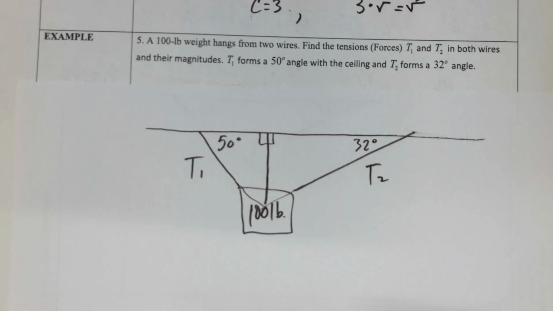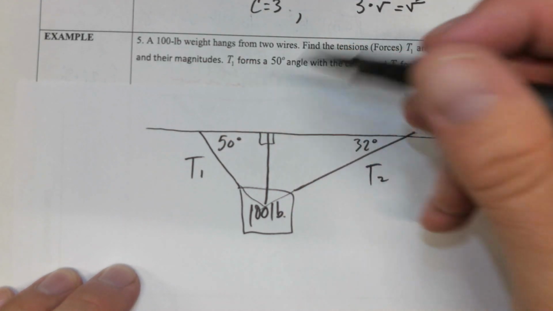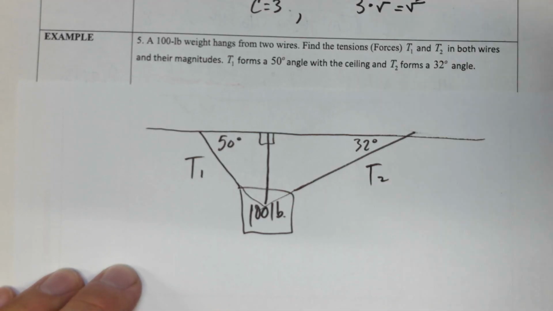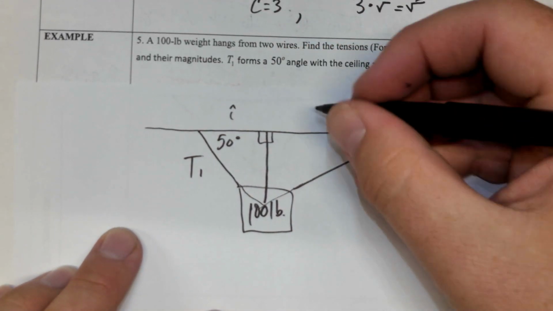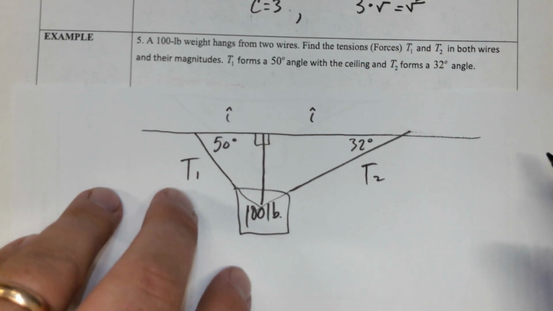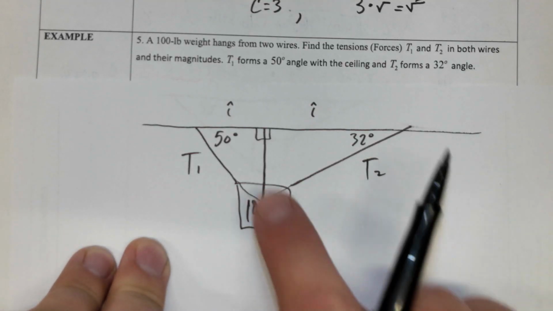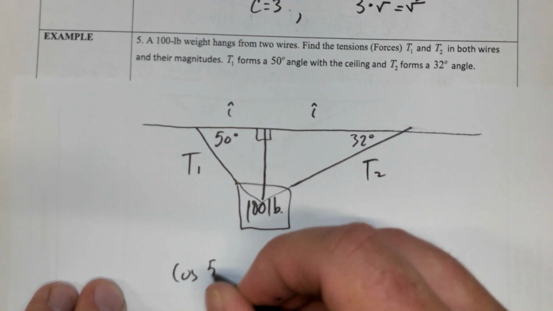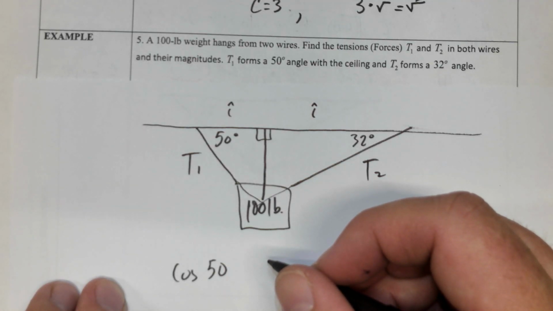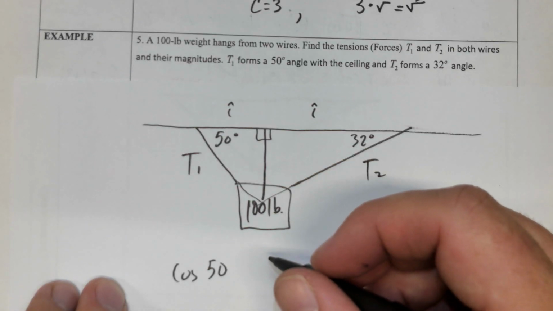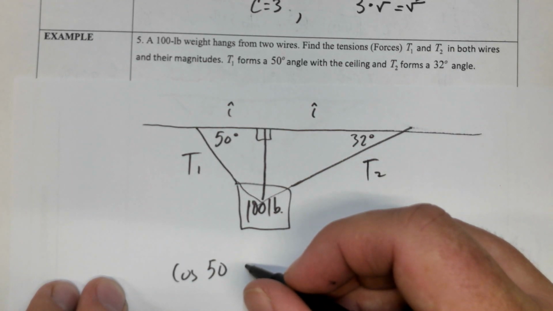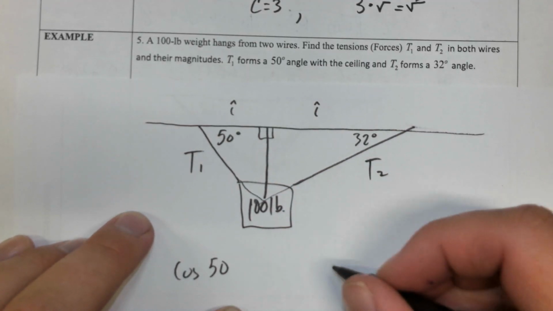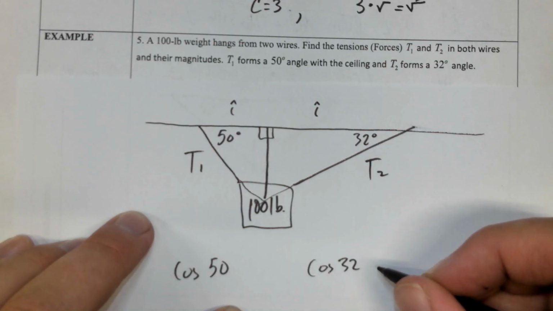So you have to consider that it's not quite moving, right? You're thinking, okay, let's consider first the I components of each. Well, the I component here is cosine. So the cosine of 50 will give me the I components on this side and the cosine of 32 on this side.